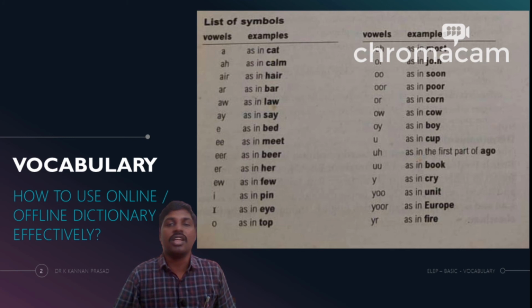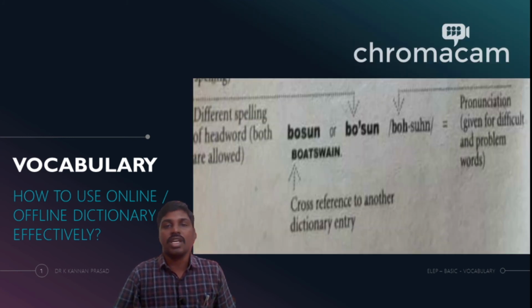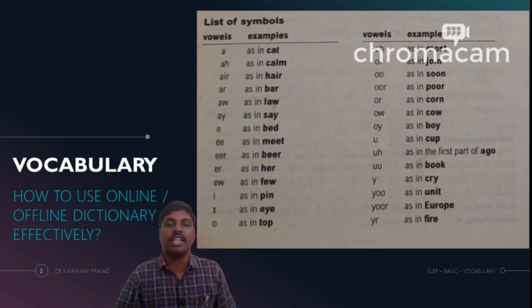So we go back to the word, and we have an UH here also. So we could conclude that yes, you have to pronounce the word as UH, together, and we are yet to find how we are supposed to pronounce it. So we go back to the dictionary once again. If the symbol UH is given, UH as in the first part of ago. So UH should be pronounced in such a manner as in the first part of ago. Whenever you say ago, the first part of ago. So you're supposed to pronounce it in that manner.